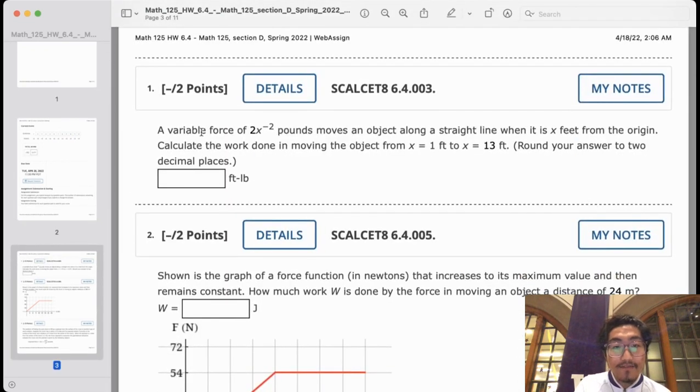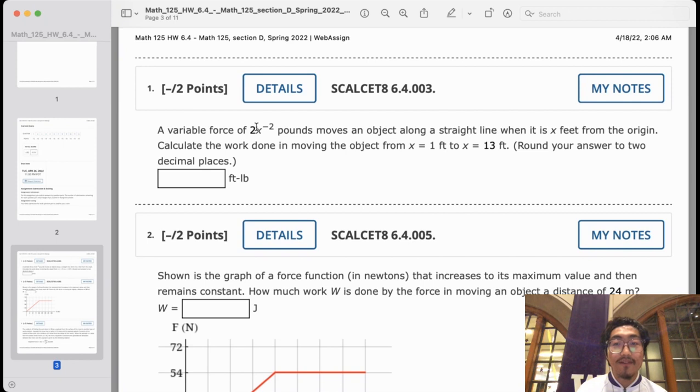The first one is a variable force of 2x to the power negative 2 pounds moving an object along a height. You want to calculate the force times distance, like in physics. We want to calculate the work used to pull an object a certain height or horizontally.